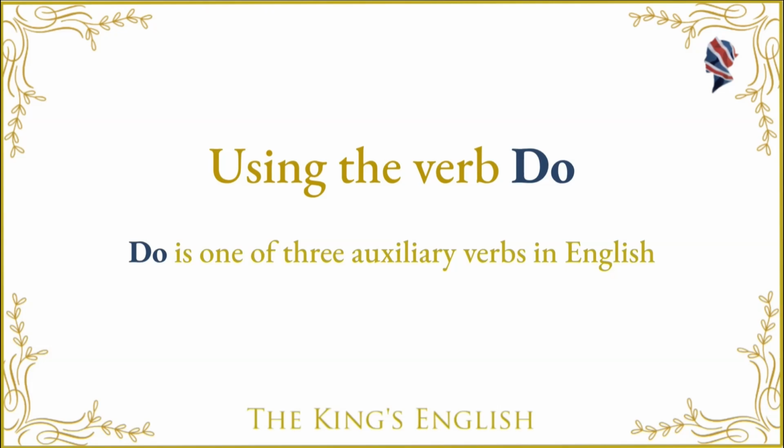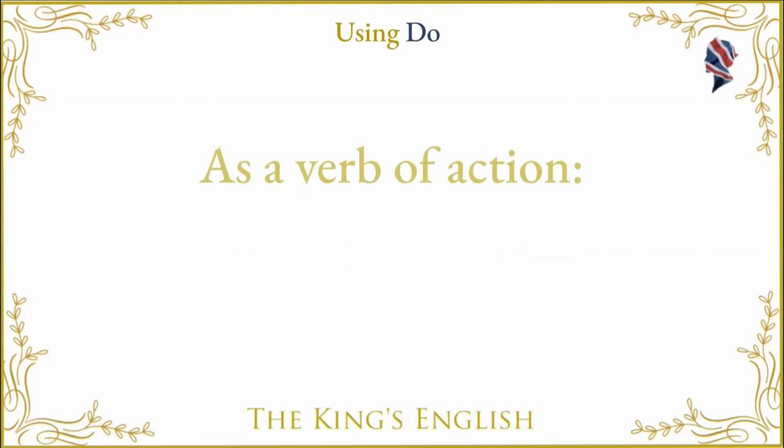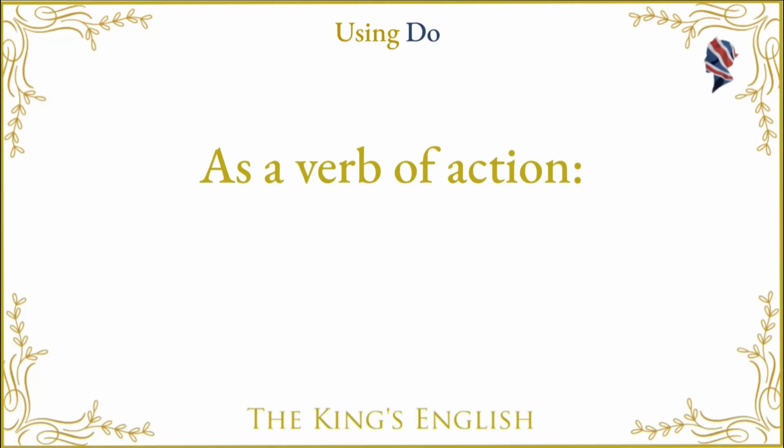Using the verb do. Do is one of the three auxiliary verbs in English. We use do in three different ways. Using do as a verb of action. The verb do can also be used as an action verb. An example would be, I do my homework. I have a lot of work to do. I do my homework after school.